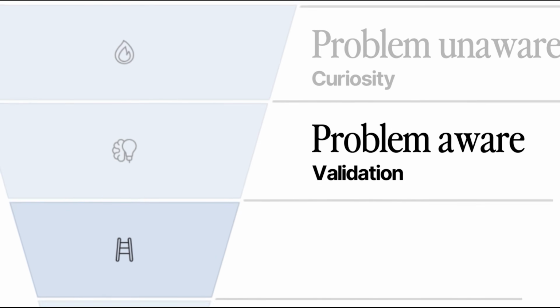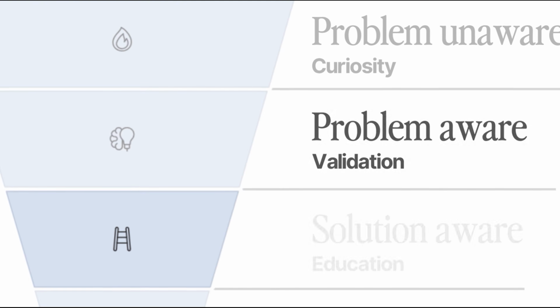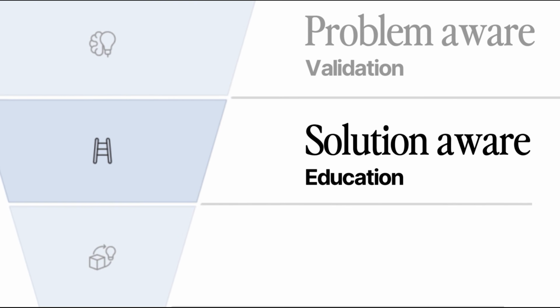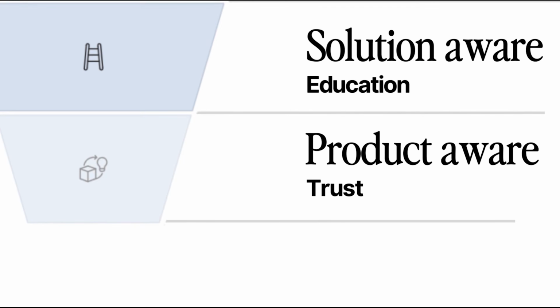Number 2 would be problem aware. They know they have a problem, but they don't know the solution. Number 3 would be solution aware. They know there's solutions, but they don't know which one is right for them. And the last one would be product aware. They know about your solution, they know what's right for them, but they just haven't bought yet.